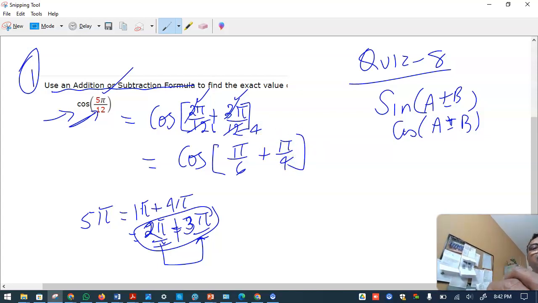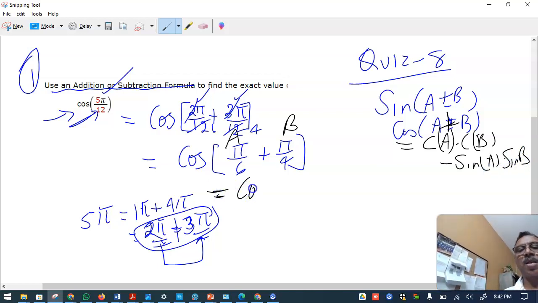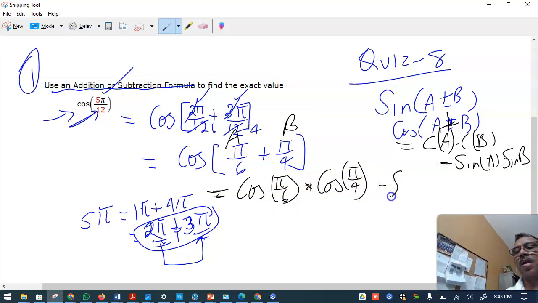So this is A and this is B. We are going to use the formula with the plus sign, which is cosine A cosine B, and change the sign plus to minus, sine A sine B. So this becomes cosine of pi by 6 times cosine of pi by 4, minus, because of the minus sign, sine of pi by 6 times sine of pi by 4.